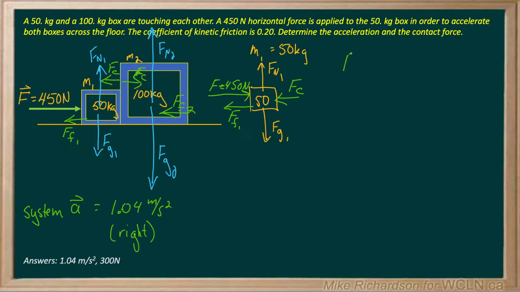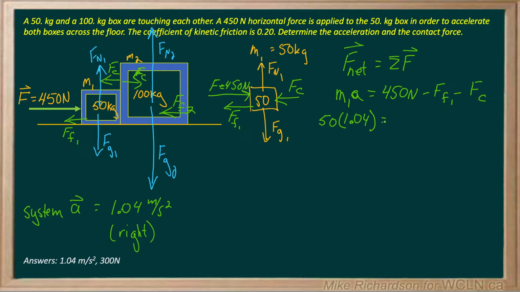So now we do the same thing. Be consistent as you possibly can. F net is the sum of forces, but now we're only focused on mass 1. So F net is mass 1 times acceleration, ma. And then what are the forces? Well, 450 is pushing it to the right, so it's a positive force. Force of friction is to the left, so it's negative. And this FC is to the left, so it's negative. So there's my basic equation. So if we put in the numbers, I get 50 times 1.04. We know the acceleration of the system, right? 1.04 meters per second squared equals 450 minus.